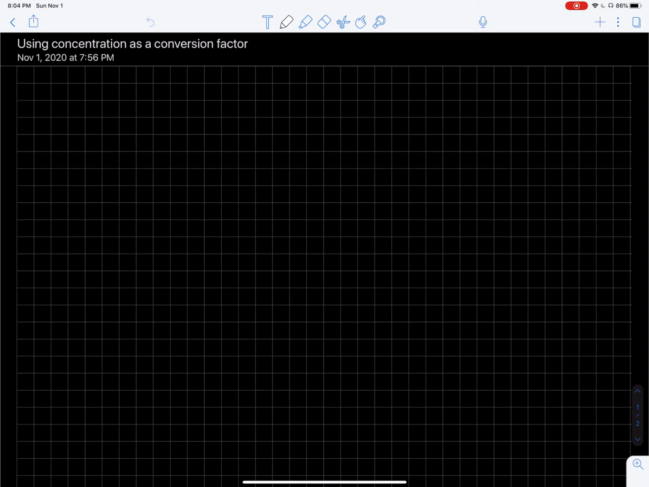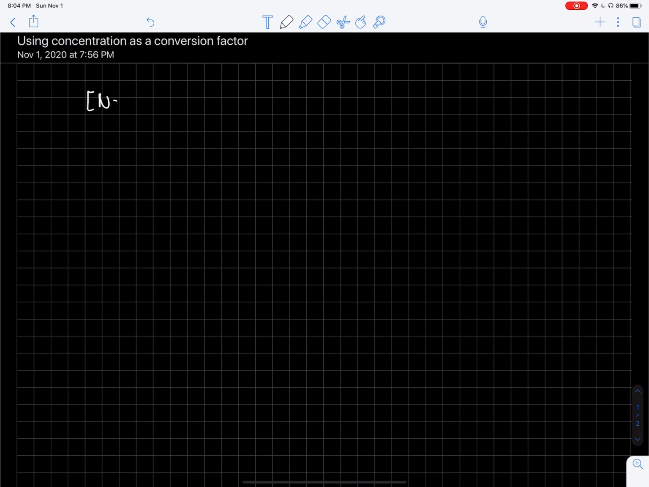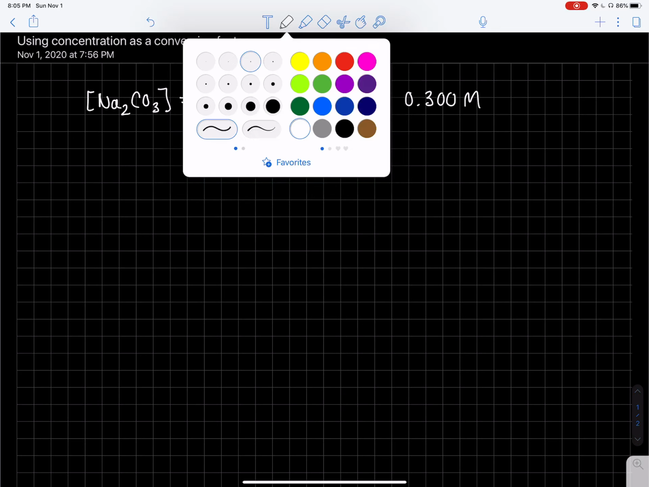Hello, Chem 110. This video is a follow-up to the video about how to calculate concentration, and this one is using concentration as a conversion factor. In the last video, we had a solution that had sodium carbonate, Na2CO3, and we made a solution where that concentration was 0.150 molar. And we determined that that means, because of the mole ratio, that the concentration of sodium was 0.300 molar. So in this video, we're going to learn how to answer two questions.